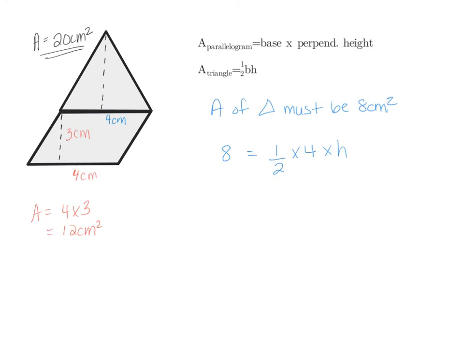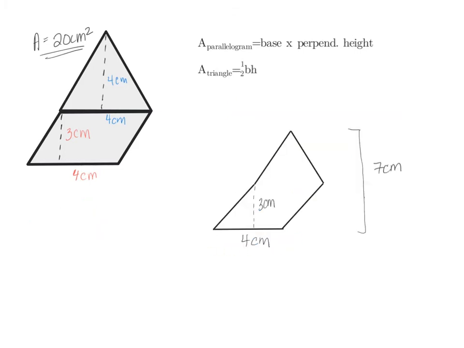So we're trying to figure out what we're going to make our height. So 1/2 of 4 is just 2. So the area has to equal 2 times some height. If the area is 8, 2 times what gives us 8? Well, it will be 4 centimeters. So your final shape might look something like that.